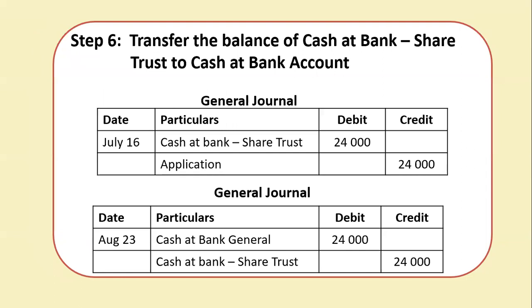And step number 6 is to transfer the balance of cash at bank, share trust to cash at bank account. This is done immediately as the shares are allotted. So this is for sure.